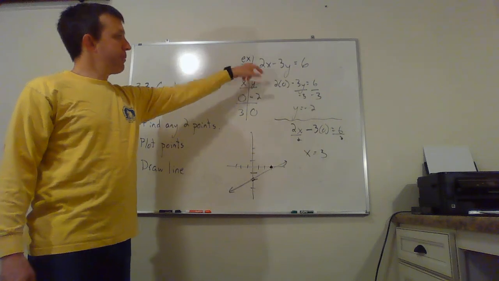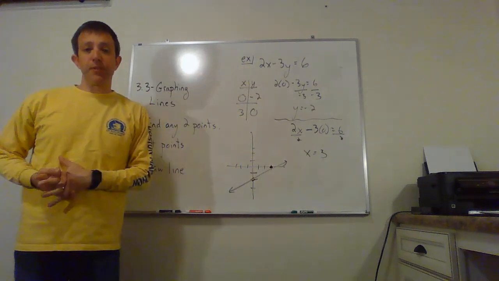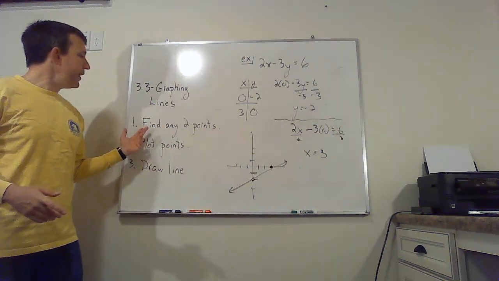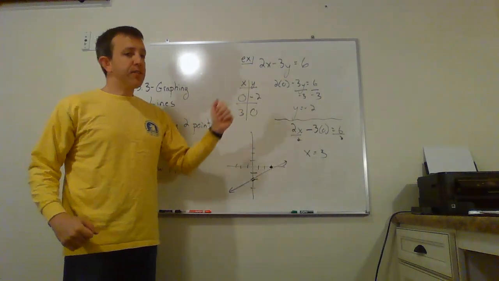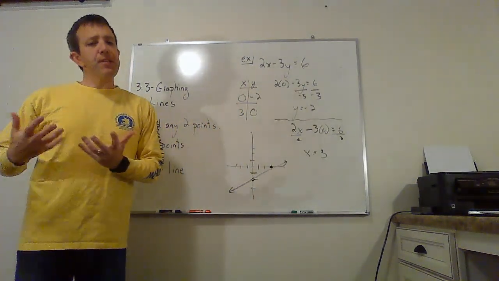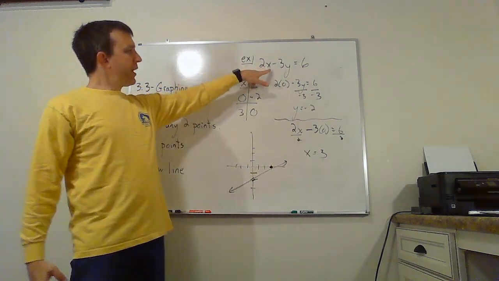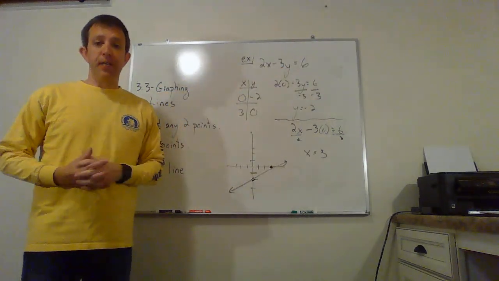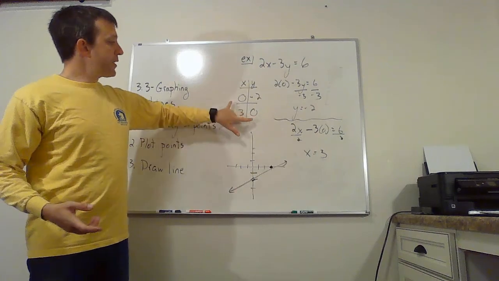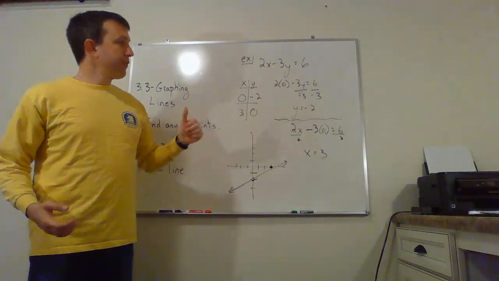So here's my first example: 2x minus 3y is equal to 6. So we need to find any 2 points. You can see I've already found them, but let me tell you how I got what I have here for you. Whenever I see x and y on the same side of the equal sign, I like to pick 0 for x and 0 for y.